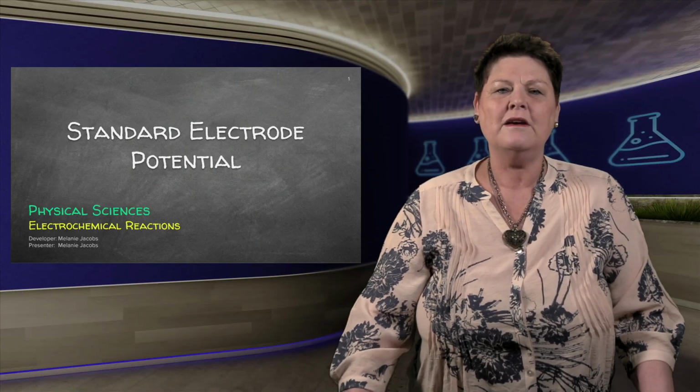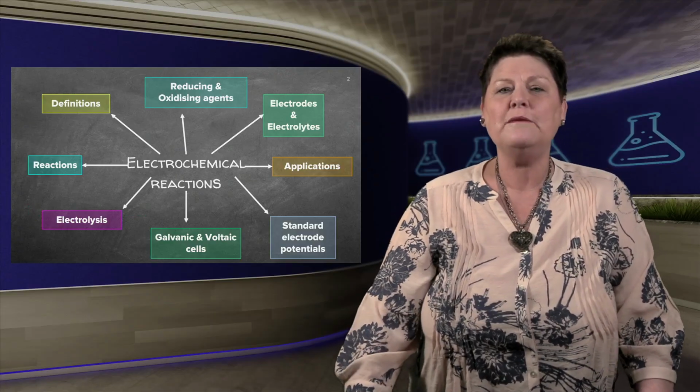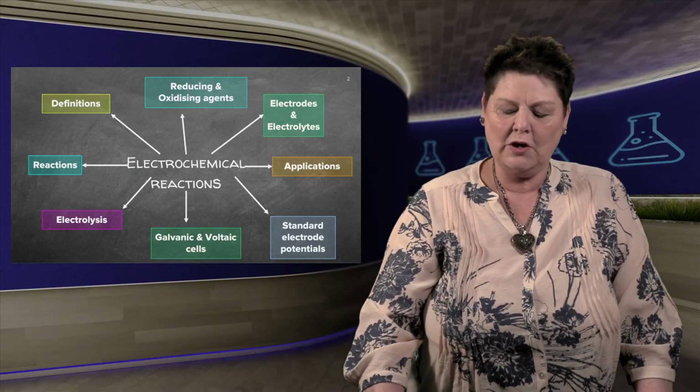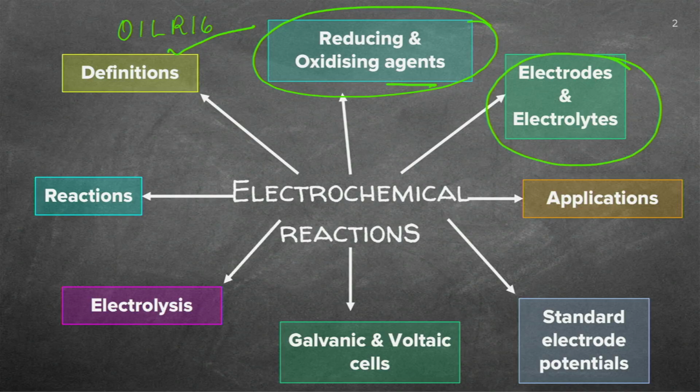And in the chapter with electrochemistry, we've covered a few themes already. Please have a look at the definitions that we did. In the definitions, we did OIL RIG, and I'm going to quickly write it down here. If you remember OIL RIG, you know what oxidation is, loss, and reduction is gain of electrons. We did the agents, we did electrodes and electrolytes, and we applied them in certain conditions.